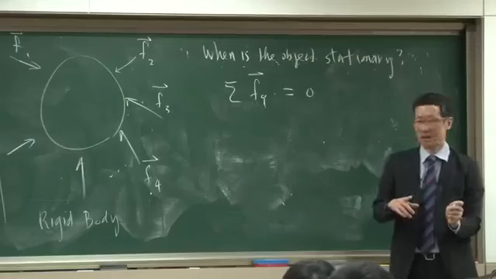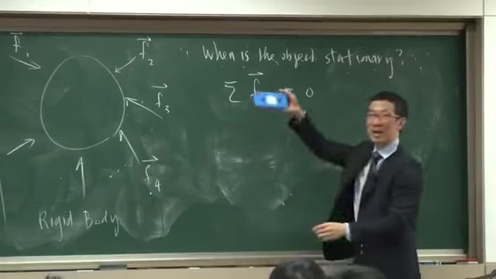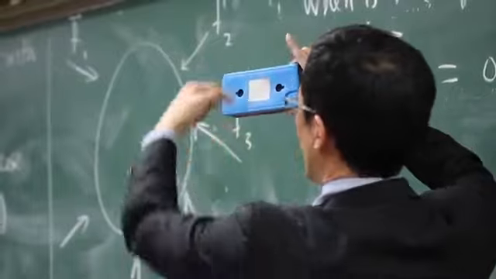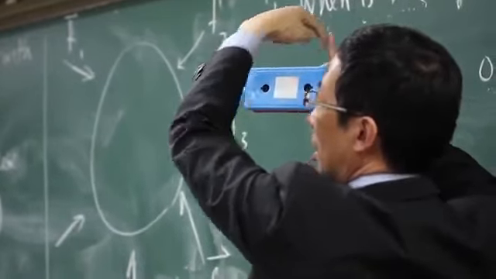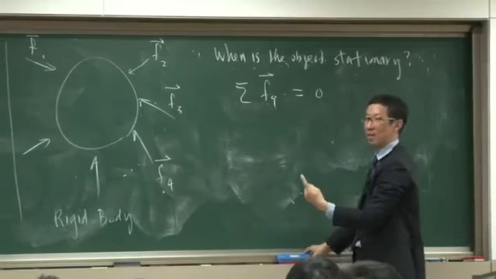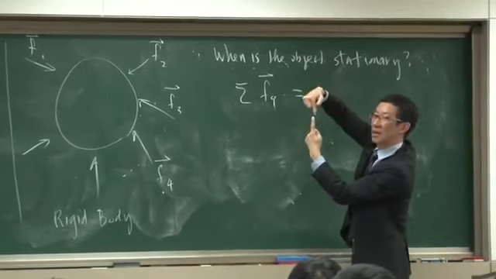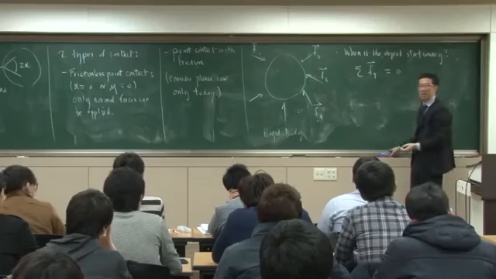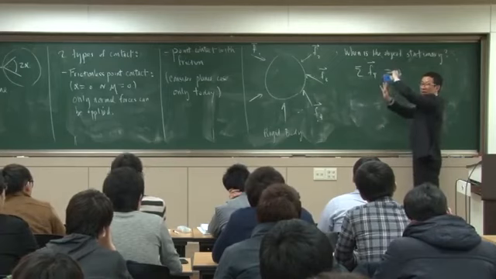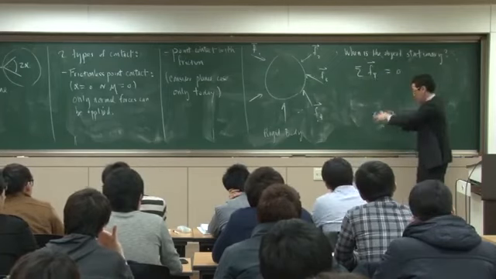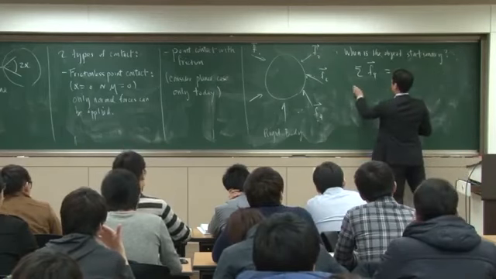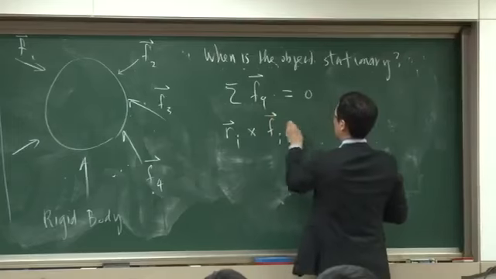Is that enough? So here's an object. Here's a force applied this way. Here's a force applied that way. This force plus that force, they sum to 0. But if you apply force this way, force that way, it could rotate. So we don't want rotation. We also need one more, and that is the sum of the moments also has to be 0.